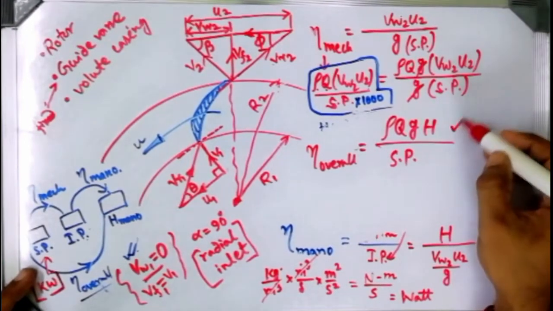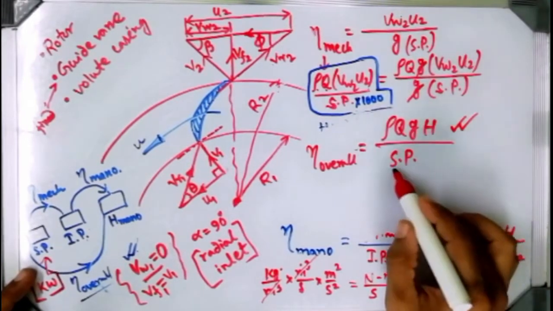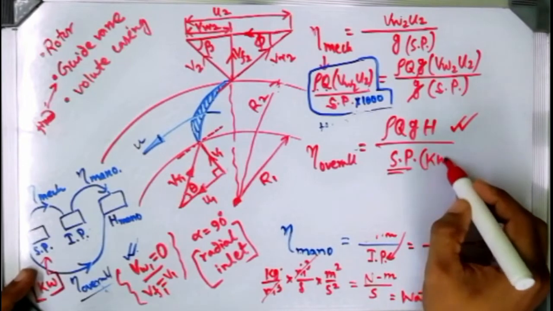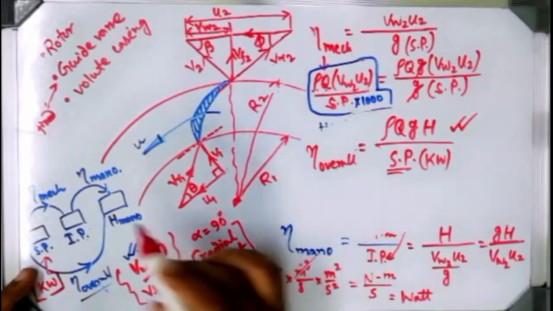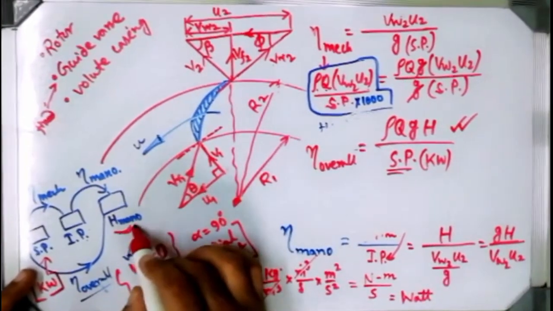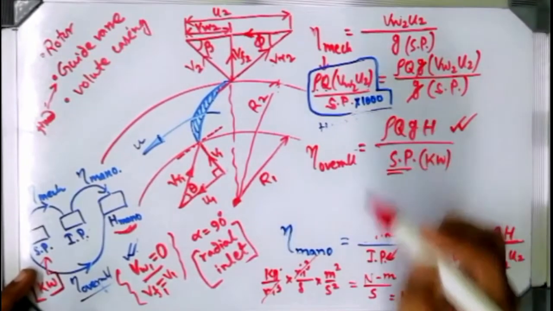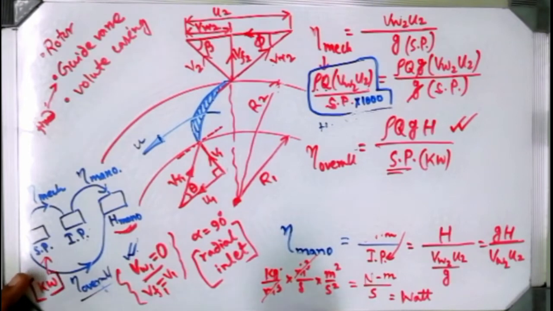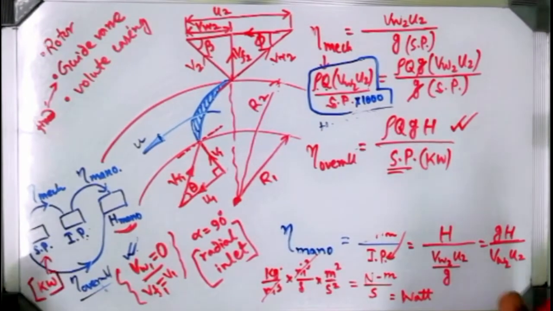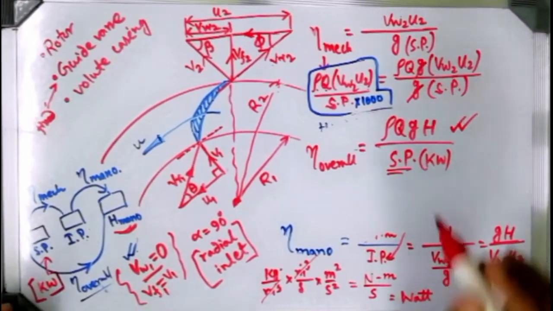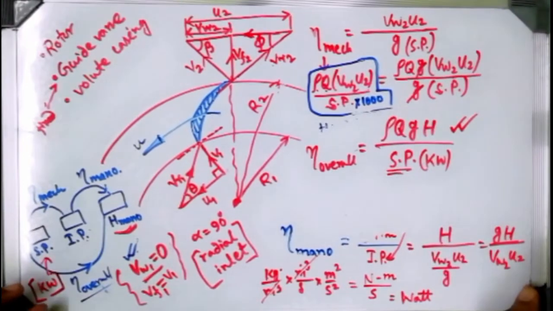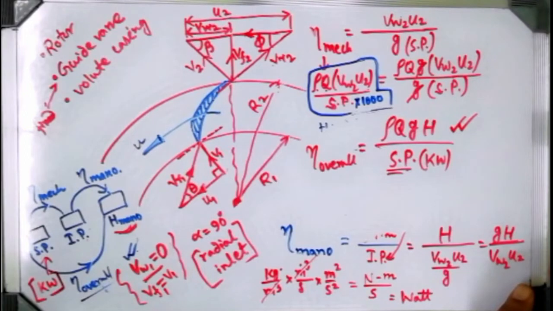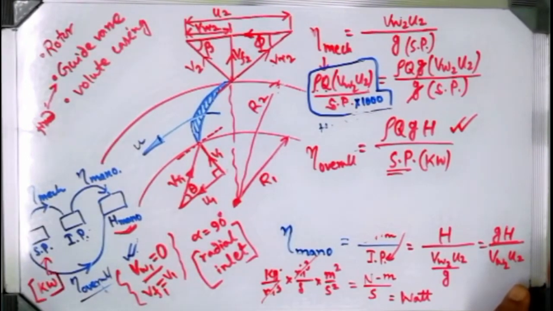Why am I rewriting this expression? The reason is that shaft power will be given in terms of kilowatt. That is why I have converted this manometric head in this fashion. That is the reason why I am converting these expressions, rho Q g H. That way if you multiply them, then you will get that same kind of expression in terms of watt.